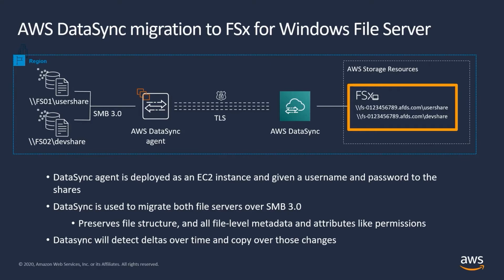DataSync also allows for keeping any deltas up to sync after the initial sync, which allows you for more flexibility on when you want to cut over. In the above diagram, our AWS DataSync agent is connected to our two existing shares via the SMB 3.0 protocol. The agent then replicates to the AWS DataSync endpoint via a TLS encrypted connection, and then moves that data over to matching shares in our FSx file system.